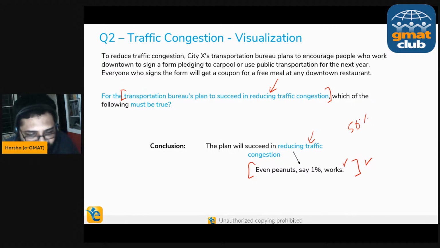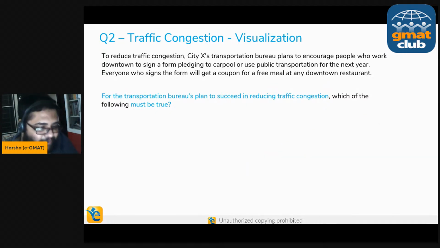Conclusion is clear. The plan will succeed in reducing traffic congestion, or in other words, it just has to succeed. It just has to reduce traffic congestion. Peanuts is okay. Even a 1%, 2% is okay. It doesn't have to be 70%. Okay. That's how you internalize it. That's my way of remembering this. I actually use the word peanuts in my brain at this point.